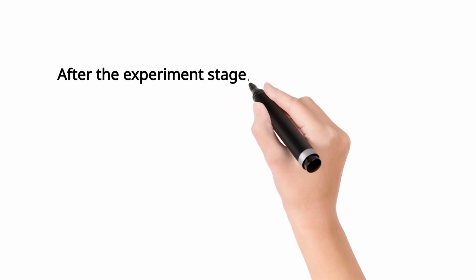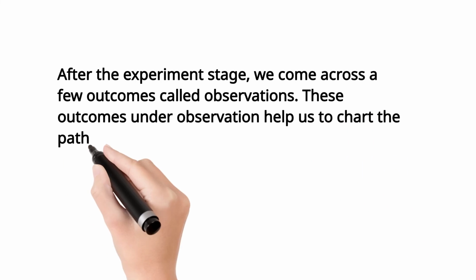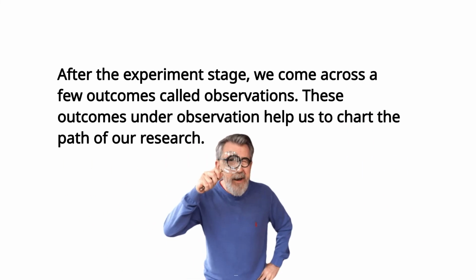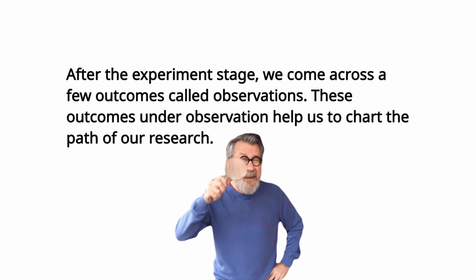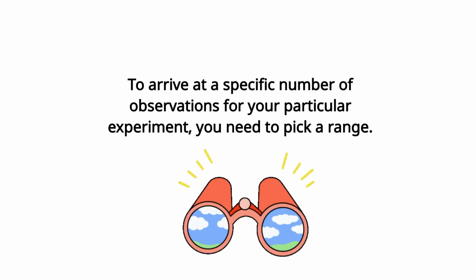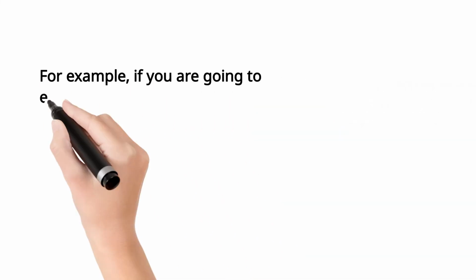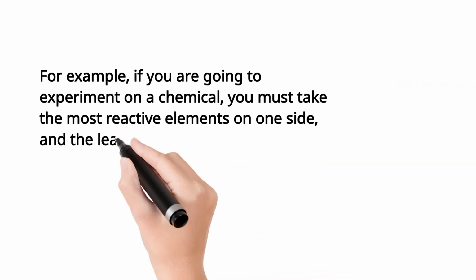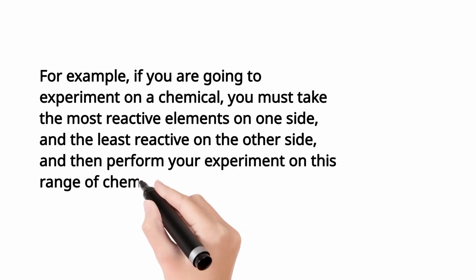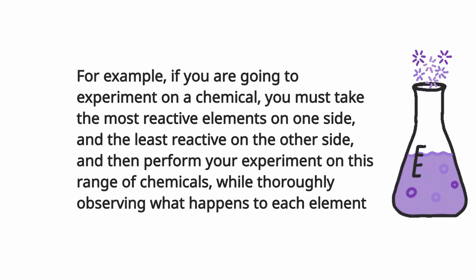After the experimenting stage, we come across a few outcomes called observations. These outcomes under observation help us to chart the path of our research. To arrive at a specific number of observations for your particular experiment, you need to pick a range. For example, if you're going to experiment on a chemical, you must take the most reactive elements on one side and the least reactive on the other side, and then perform your experiment on this range of chemicals while thoroughly observing what happens to each element.